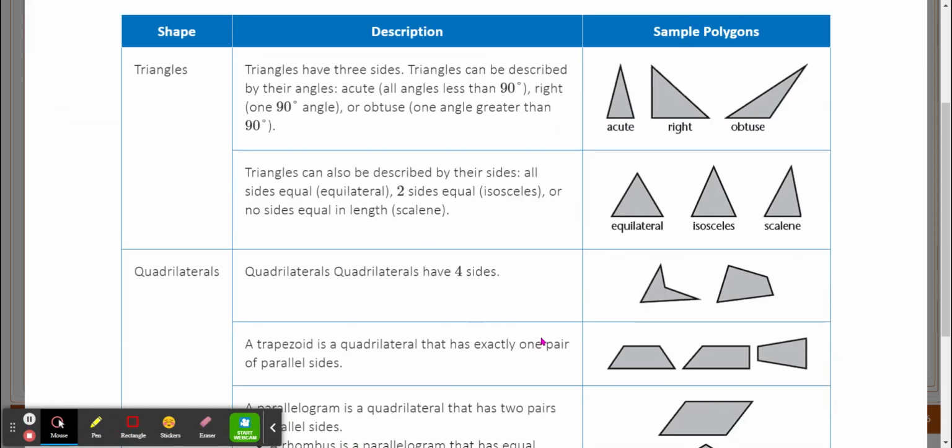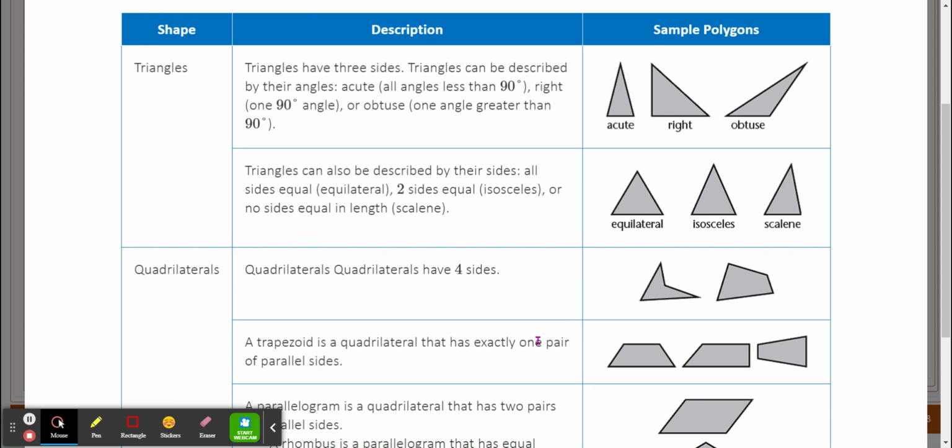All right, so let's look at different examples of polygons. So first, triangles are polygons that have three sides, right? A triangle is a polygon that has three sides. And in the last lesson, we were talking about different kinds of angles. We use the same kind of vocabulary when we talk about triangles.